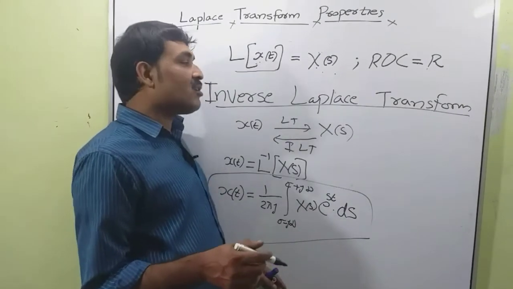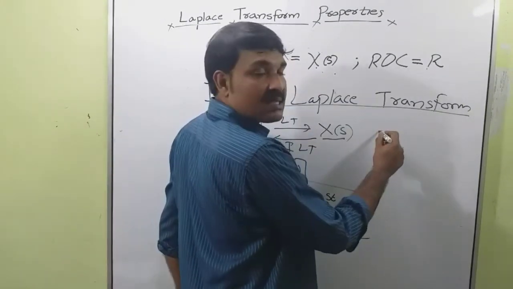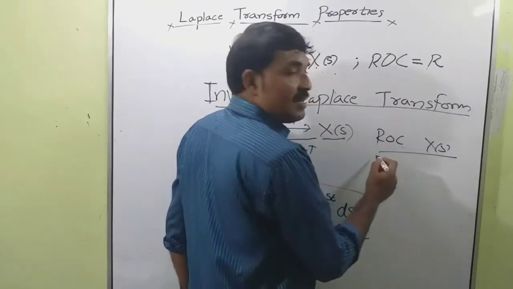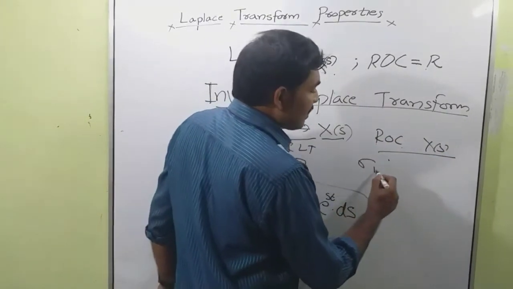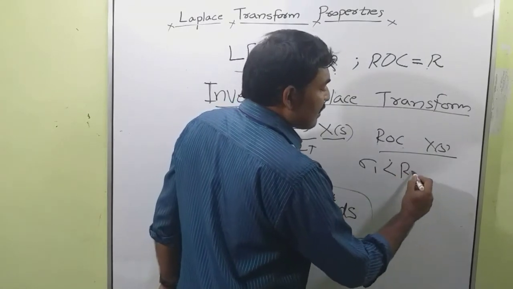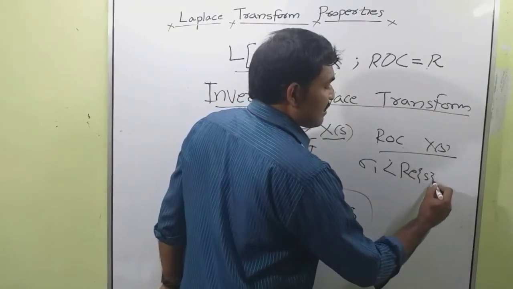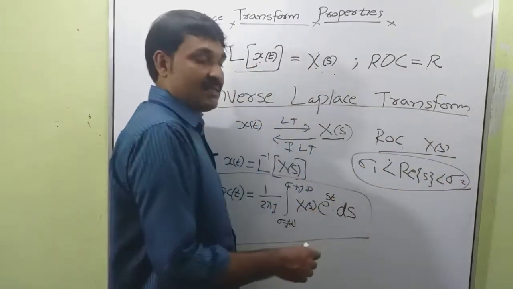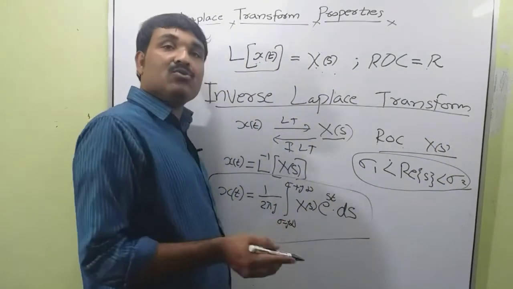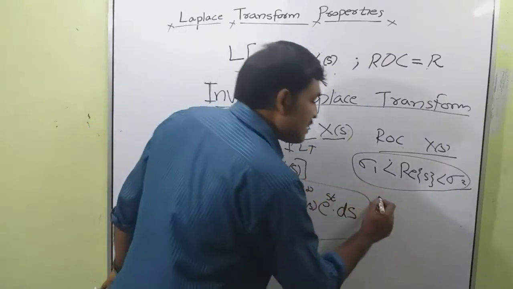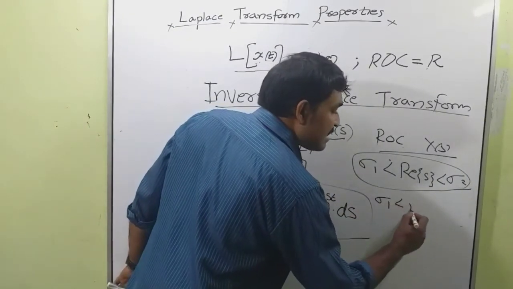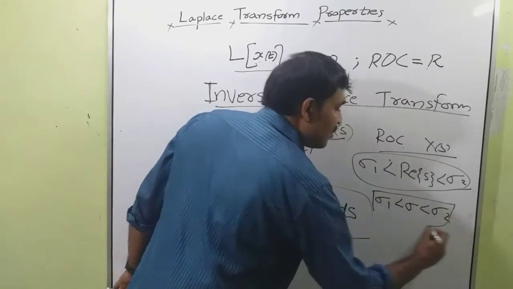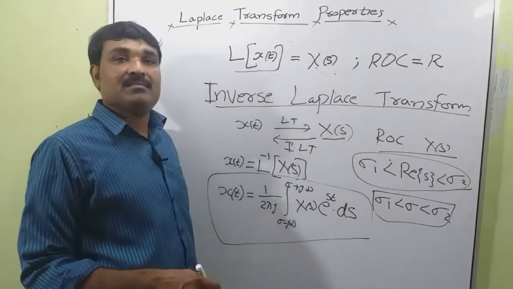Sigma will depend on the ROC of X(s). Suppose the ROC of X(s) is sigma 1 less than real of s less than sigma 2. This is the ROC of X(s). Then sigma will be chosen in such a way that sigma 1 is less than sigma less than sigma 2. This is the condition on sigma.